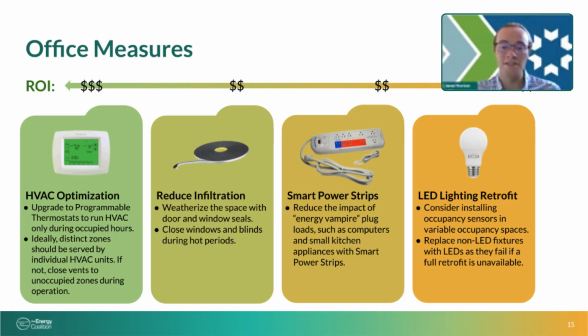If occupancy sensors are not present in variable occupancy spaces such as meeting rooms, conference rooms, and kitchens, we can tell the light to turn off, even if someone had forgotten to do so themselves. And that's office measures.